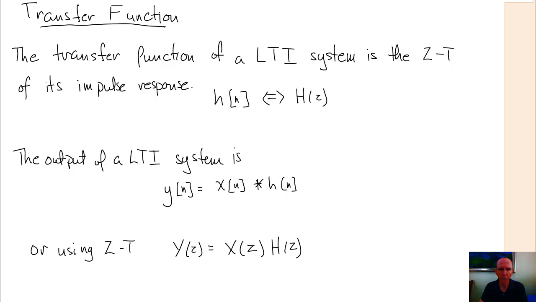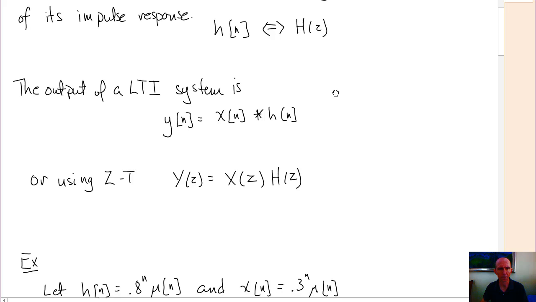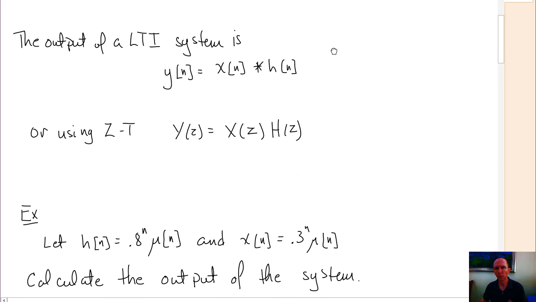By definition, the transfer function of a linear time invariant system is the z-transform of the impulse response. So if we have h of n, or if we call the impulse response h of n, and take the z-transform, what we get is the transfer function H of z. This is useful to us when we want to calculate the output of systems.